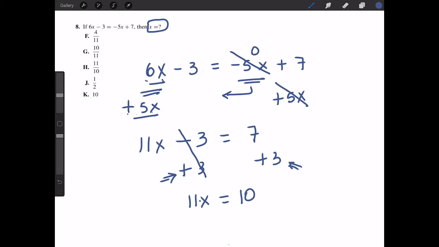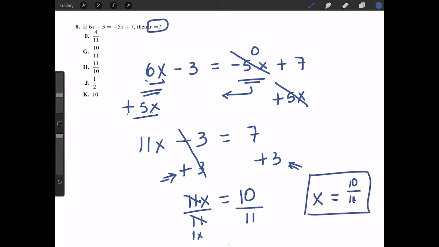Last step, well, you have 11 times x, and remember we're trying to isolate the x. So 11 times x is equal to 10. You want to get rid of this 11, this coefficient. So you do that by dividing both entire sides by 11. 11x divided by 11, because everything is multiplying on the numerator, these 11s divide into 1x, which is simply written as x. And then on the right side, you end up with 10 11ths. So x is equal to 10 11ths. And you really can't simplify this, so 10 11ths is the answer, which is, of course, choice G.